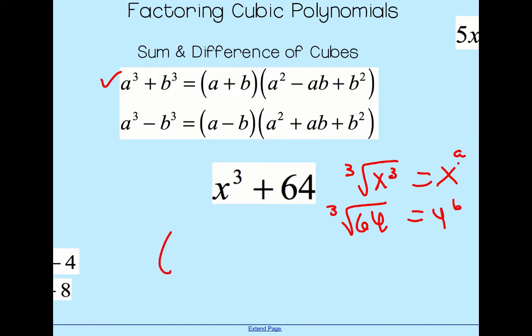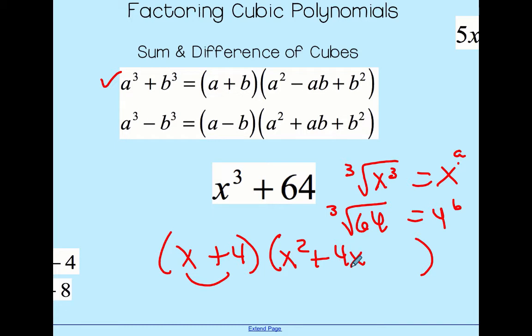It says that x plus 4, that's my first factor. And my second factor is the square of the first one, x squared, minus the product of the two, 4 times x, plus the square of the second one, 4 squared.